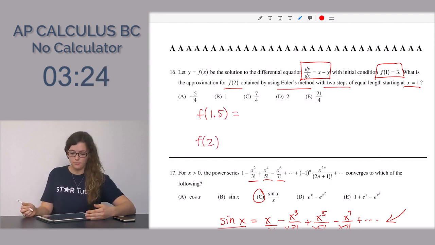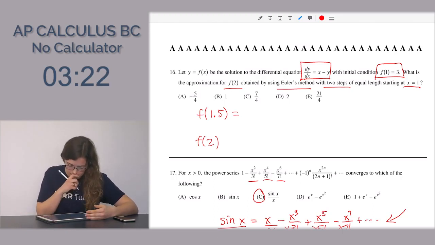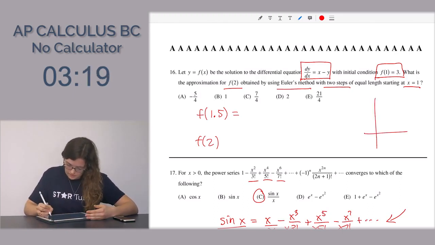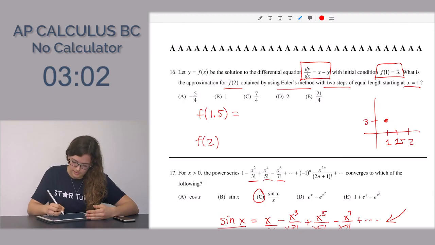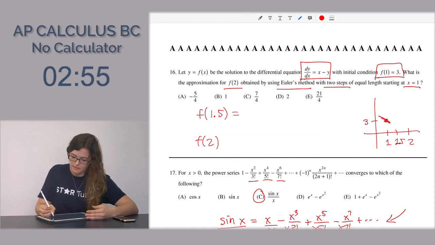It's going to say f of 1.5 is approximately, I'm going to draw a picture. We've got 1, well, this is not spaced out evenly, but that's fine. This is 1, this is 1.5, this is 2. I'm going to approximate f of 1.5 by going to where I am at 1, which is at 3, and seeing what my slope is there. So I plug the point (1, 3) into my derivative. I get dy/dx there is 1 minus 3, negative 2. My slope there is negative 2. So I'm going to keep going with slope negative 2 until I hit 1.5, and see what value I'm at.